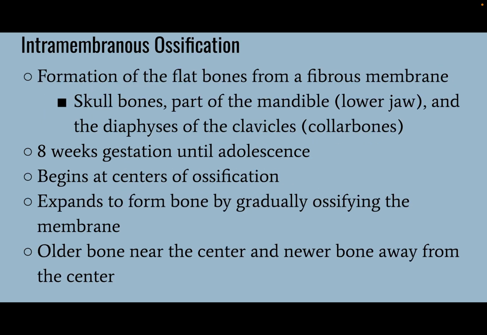So let's get into it. First type, intramembranous. You can see the types that are going to form here. So flat bones, some irregular bones, things like that will form through intramembranous ossification. This takes place from about 8 weeks into gestation up until young adolescence when these bones will finish their development and possibly fuse together. We have these things called centers of ossification, which you'll see here in a minute. But it basically is taking this membrane and ossifying it, or turning it into bone, through time.